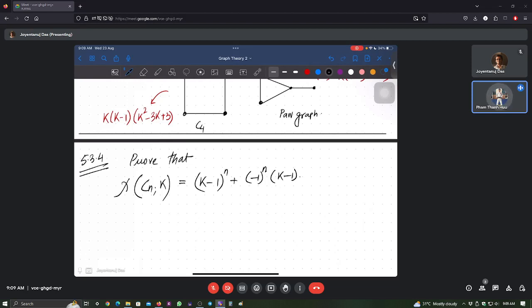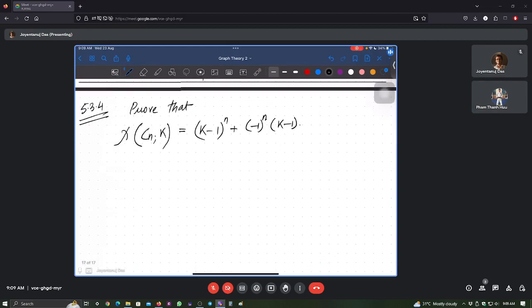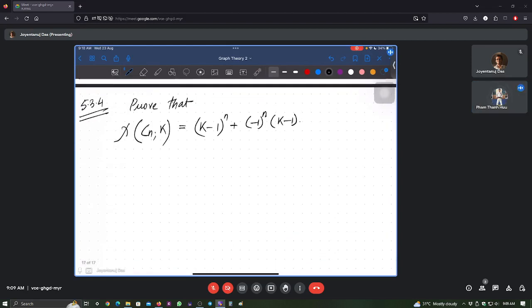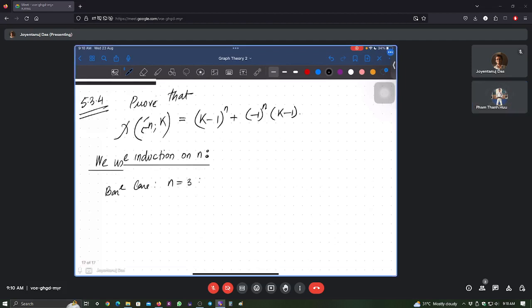So we can use induction on the number of vertices. Since it is a cycle, it starts from 3, right? n has to be greater than or equal to 3. So we use induction. The first base case is n equals 3.